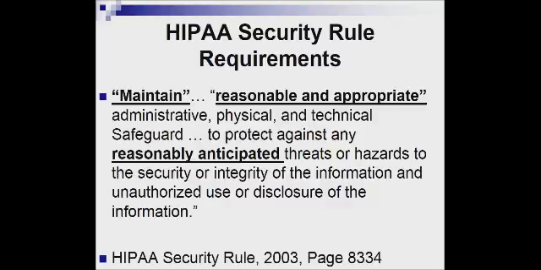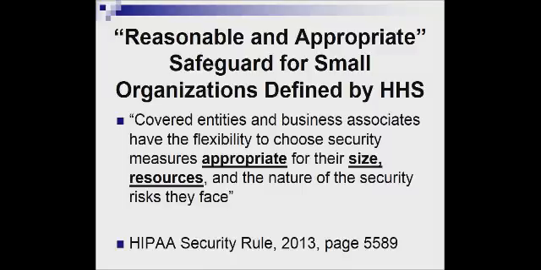The HIPAA security rule requirements are straightforward. Organizations are required to maintain reasonable and appropriate administrative, physical, and technical safeguards to protect against reasonably anticipated threats or hazards. The updated HIPAA security rule explicitly states that covered entities and business associates have the flexibility to choose security measures appropriate for their size, resources, and the nature of the security risks they face.